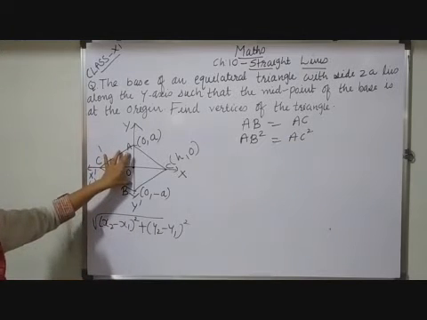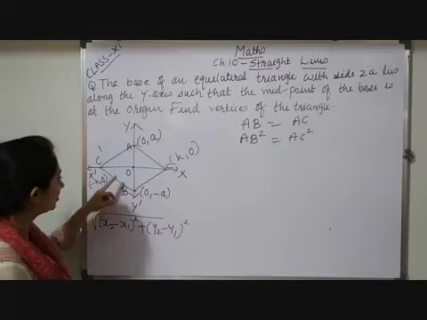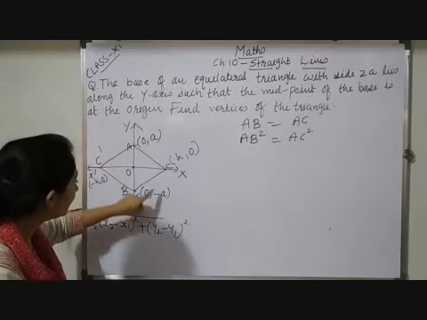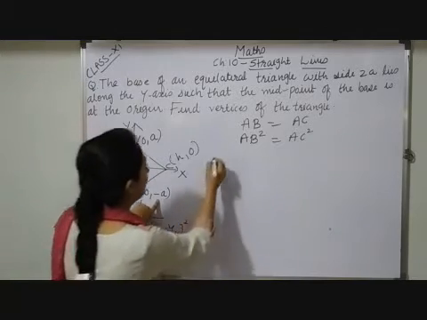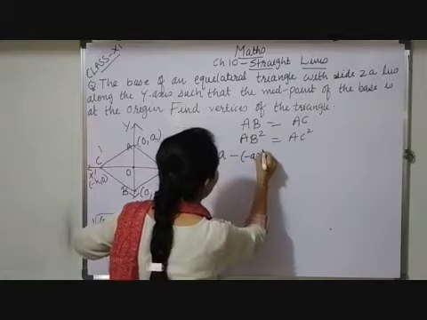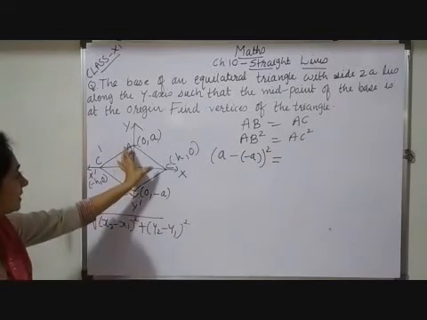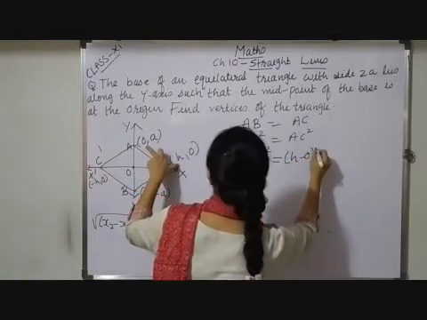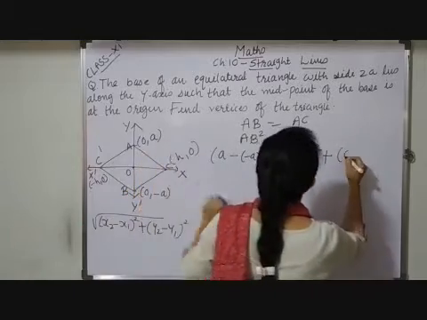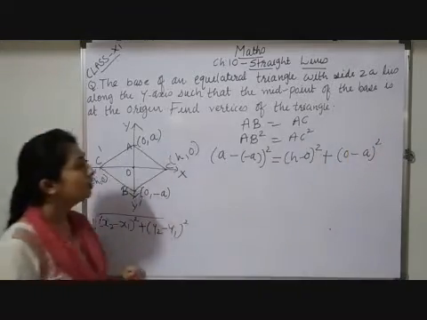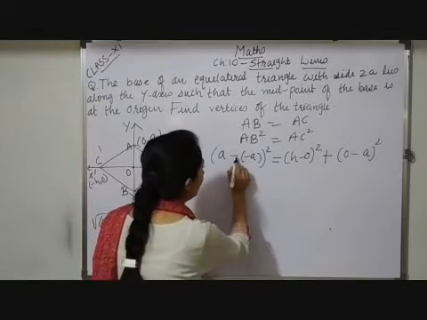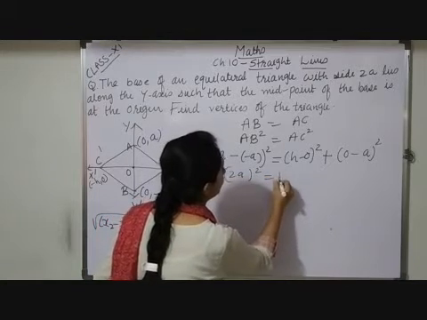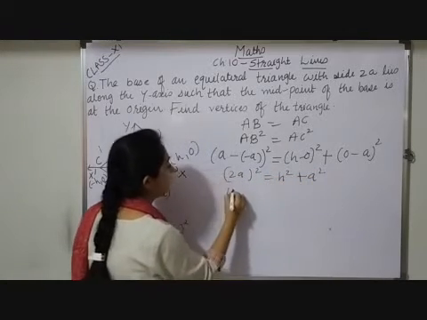Now, if I apply the distance formula, that is (x2 minus x1) square. Observe, 0 minus 0 square will be 0 only. Now, a minus (minus a), so here I am getting (2a) whole square, which is equal to the distance AC. Now see, observe, (h minus 0) square plus (0 minus a) square. When I solve it, minus will be plus a. So here I am getting (2a) square, which is equal to h square plus a square. So that is 4a square.